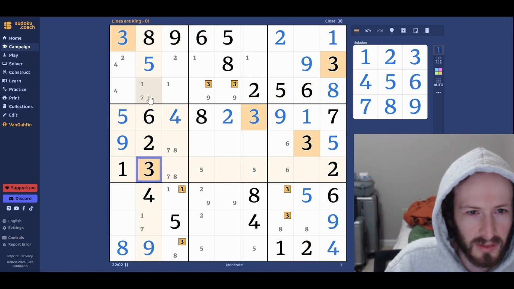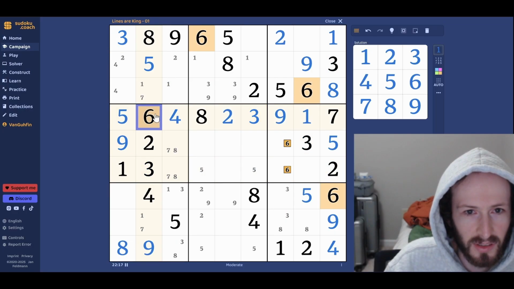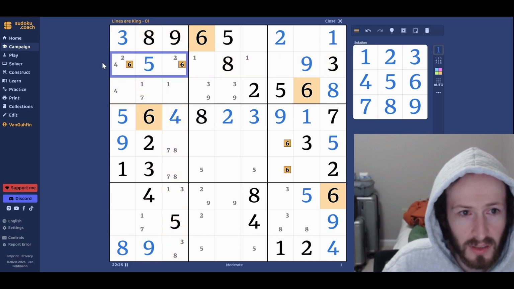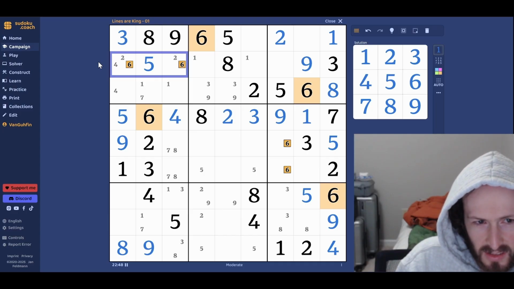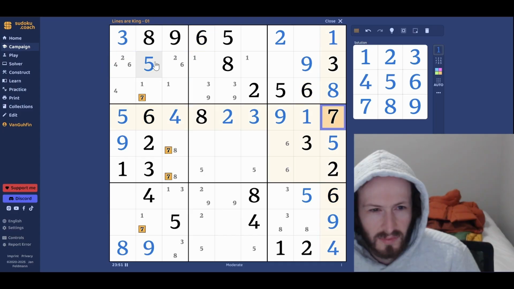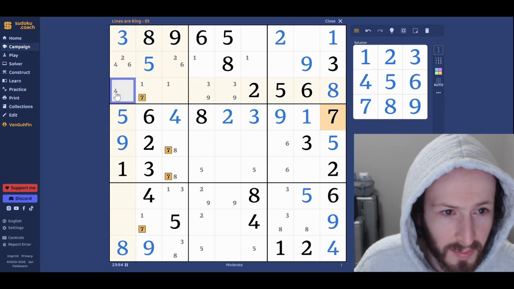So there's one more number. 1, 2, 4, 6. Okay, where could the 6 be? Not here. Not here. One of these two. Does that mean the 4 is solved? I think this is the 4. Yeah.